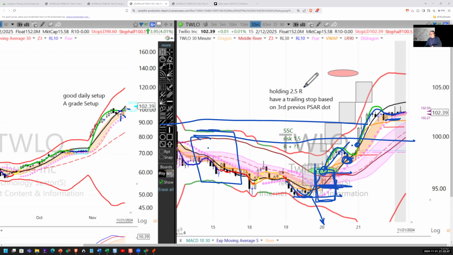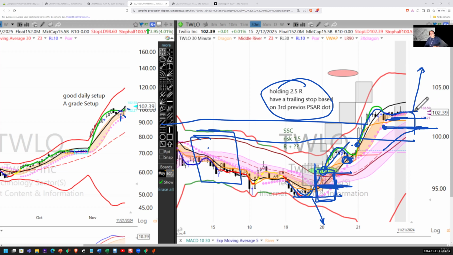And he's holding 2.5. He's using a PSAR. He's using a trailing stop of the third previous PSAR dot. So that's going to be approximately here. So tomorrow, if this goes, it could really go. But if it doesn't, if it starts failing, you're going to find yourself getting out. I guess it's right here, which is like the 30 period SMA or the 10 period SMA anyway. I think that's in good shape.